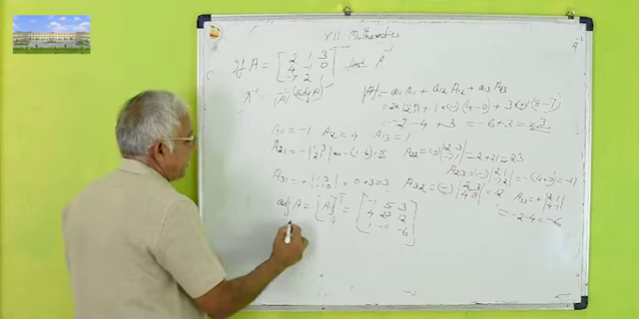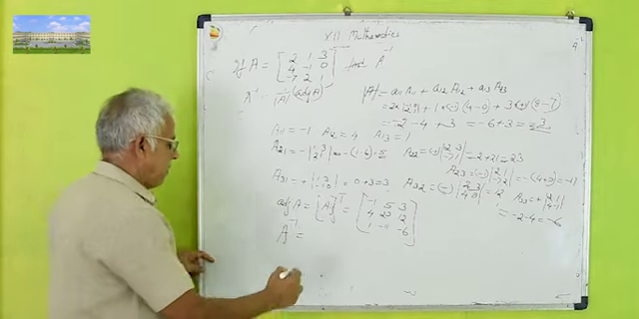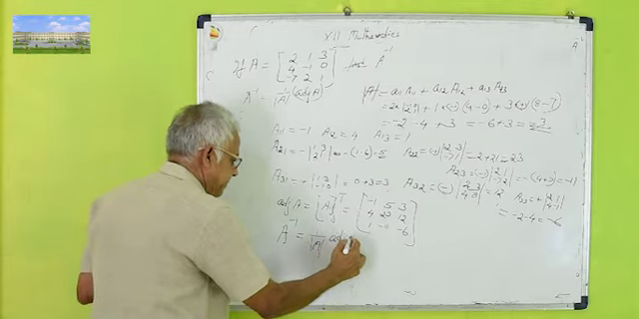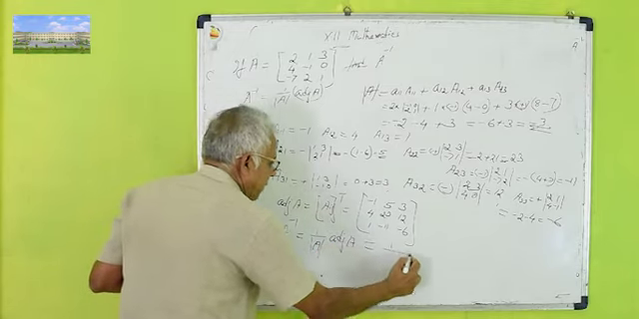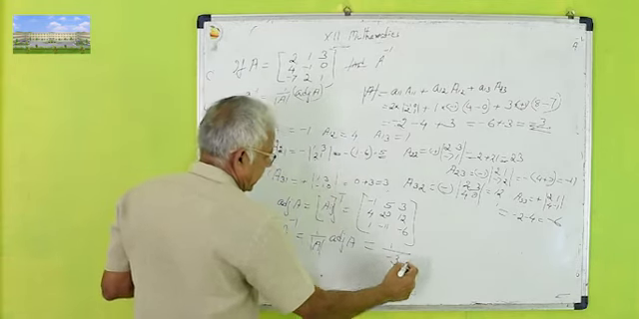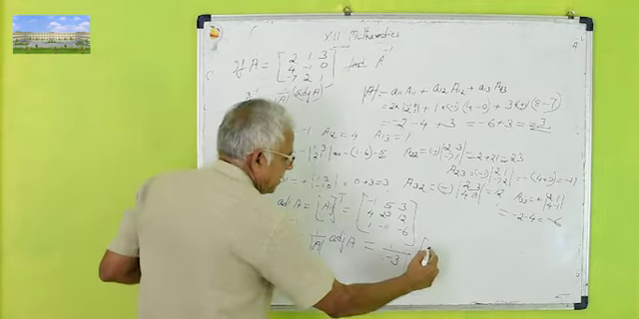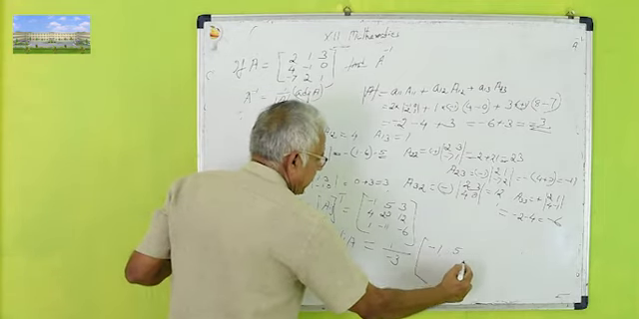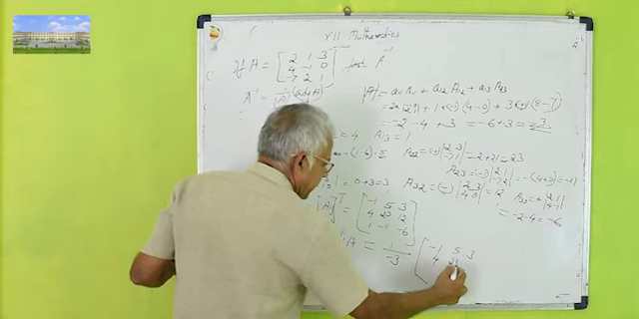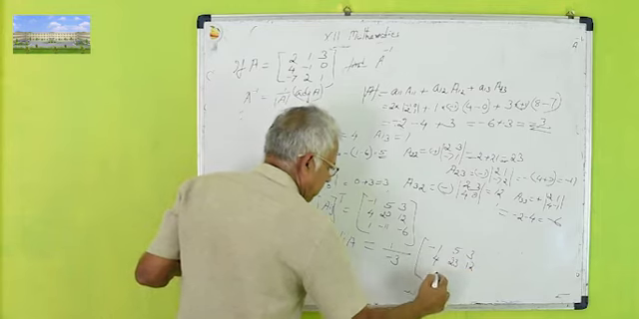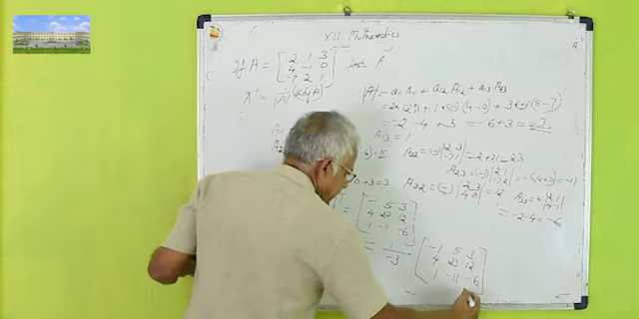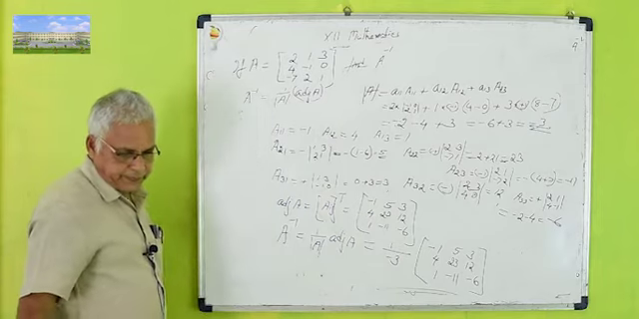Then A inverse is equal to 1 by determinant of A into adjoint. Substituting 1 by determinant of A, we get minus 3 into adjoint of A: minus 1, 5, 3, 4, 23, 12, 1, minus 11, minus 6. This is the inverse.